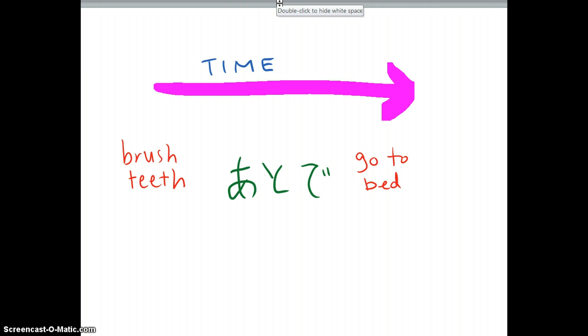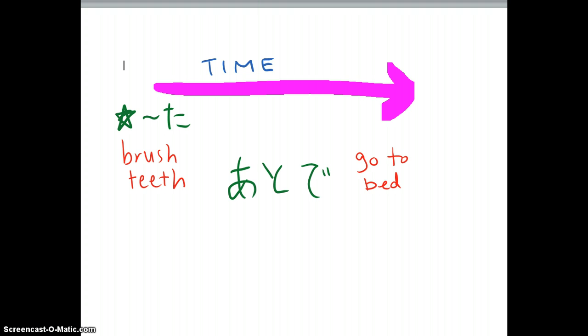to sleep. The words are ato, meaning after, and de, a particle. So whenever I say ato de, that's how it divides up. Ato, after, de, particle. To make this function, you need to always remember that the first action must be in the ta form. The verb of that first action must be in the ta form.